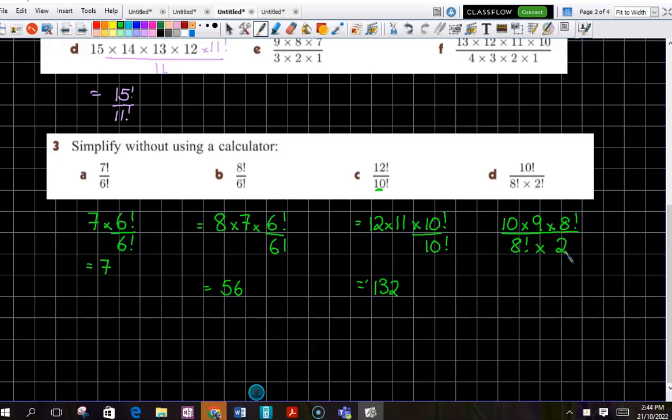All right, so are we happy with that? The 8 factorials will cancel. Yeah, how did you go 10 times 9 divided by 2, or did you go 10 divided by 2 is 5? 5 9s are 45. 10 divided by 2 is 5, 5 9s 45. Smaller numbers.